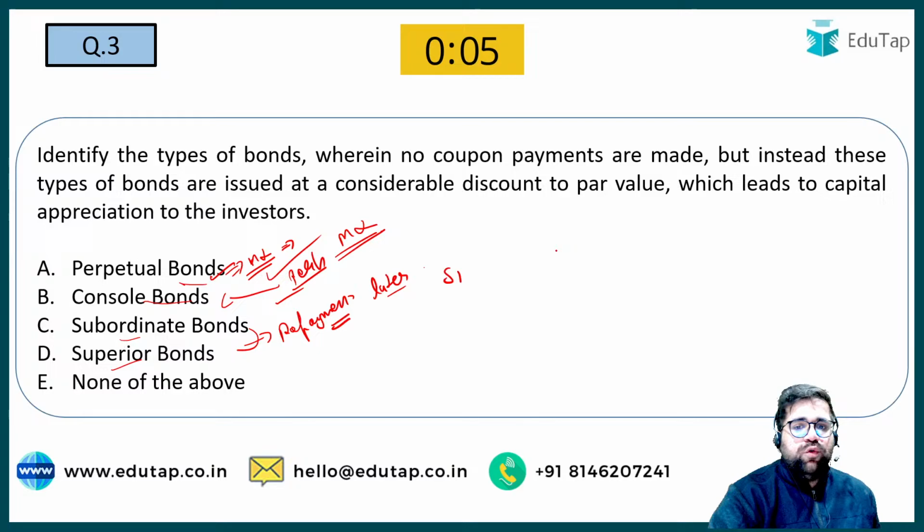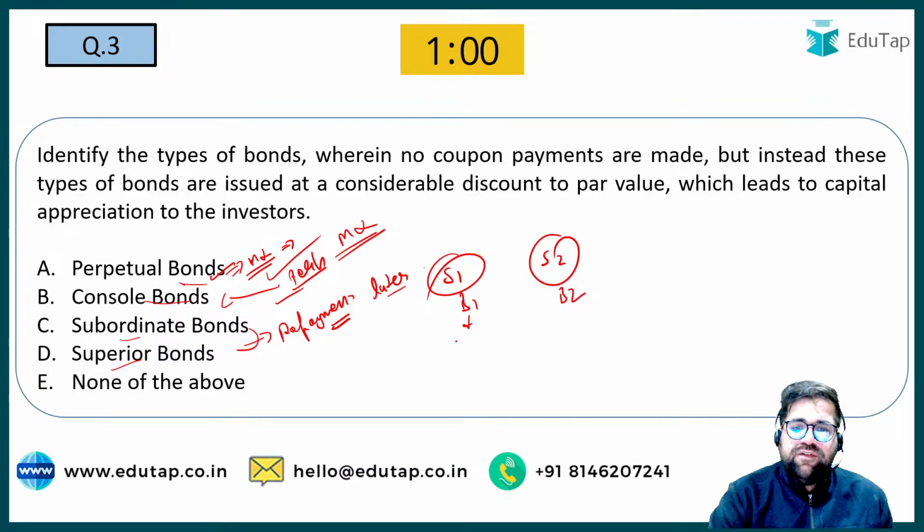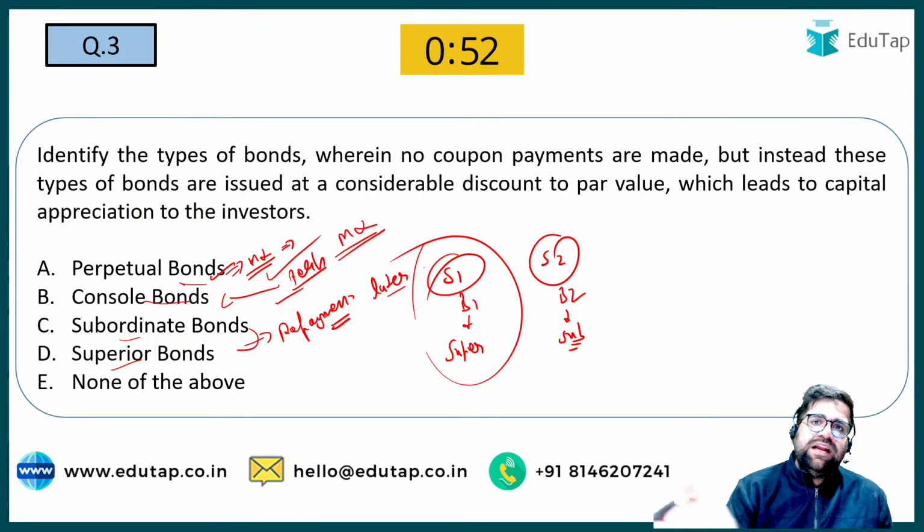So if there are two bonds, bond 1 and bond 2, okay, this is your bond 1 and this is your bond 2. Bond 1 is your superior bond and the second one is your subordinate bond. So whose repayment will be done first? Bond 1, because it's superior, so it's like a hierarchy.